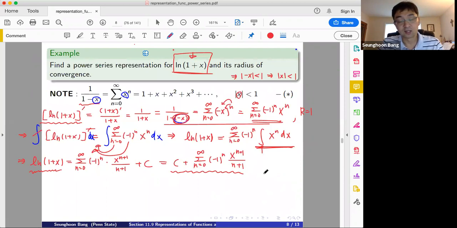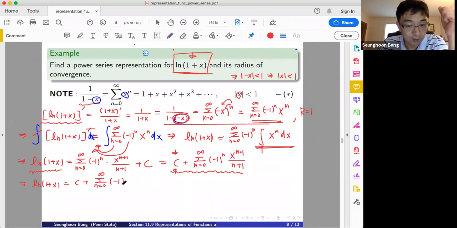So next, this is not final. You need to find c. How can you find c? The c is like an arbitrary number right now, but ln of 1 plus x doesn't have an arbitrary number. How can you find c from this equation? The equation is ln of 1 plus x equals c plus summation n equal to 0 to infinity minus 1 to power n x to the power n plus 1 over n plus 1.